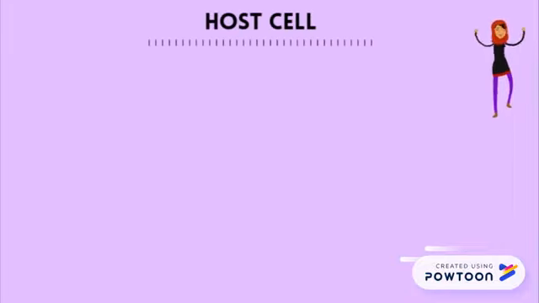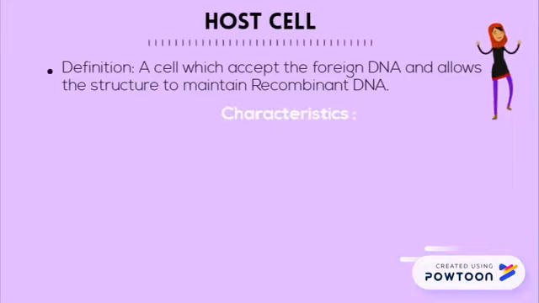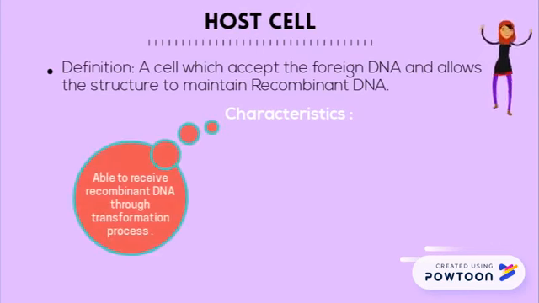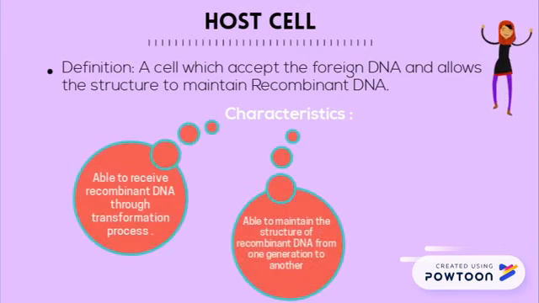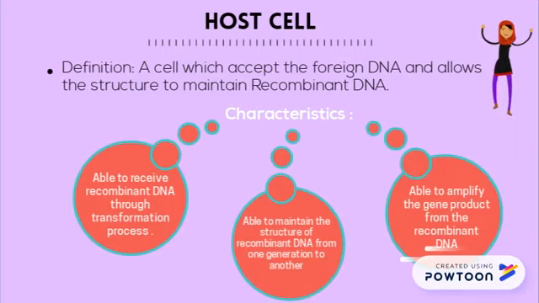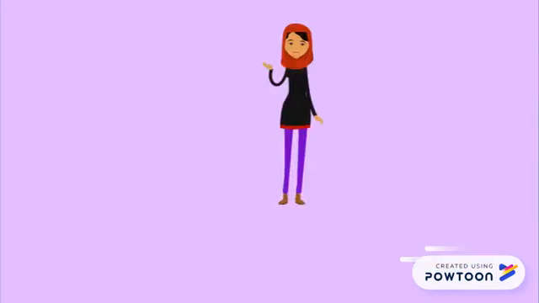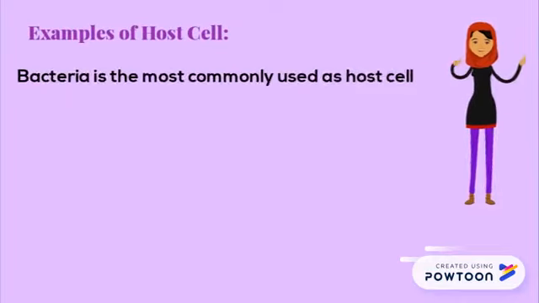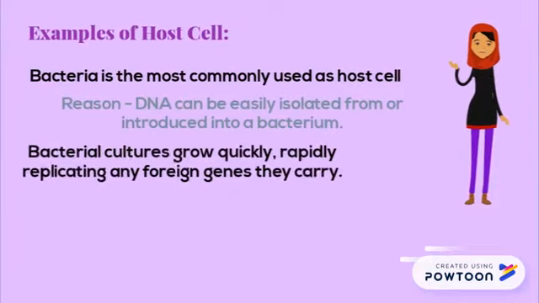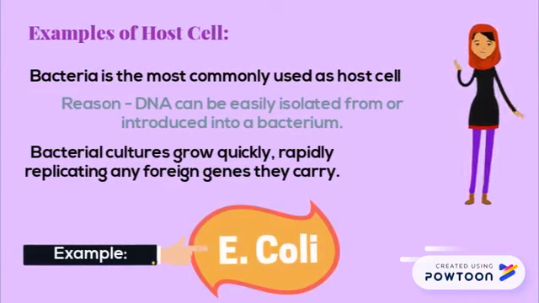Fadhilah here, as the last tool is host cell. Host cell is a cell which accepts the foreign DNA and allows the structure to maintain recombinant DNA. There are 3 characteristics as shown. An example of host cell is the bacterium E. coli. This is because DNA can be easily isolated from or introduced into a bacterium.